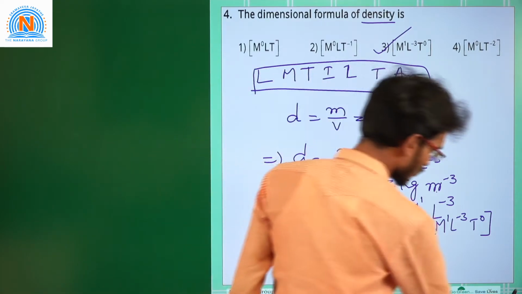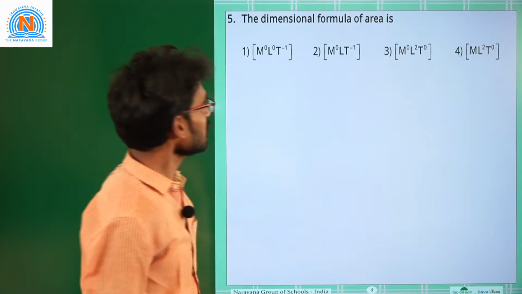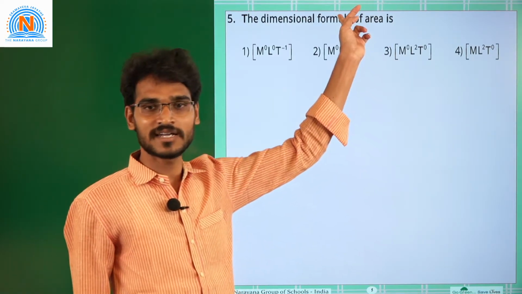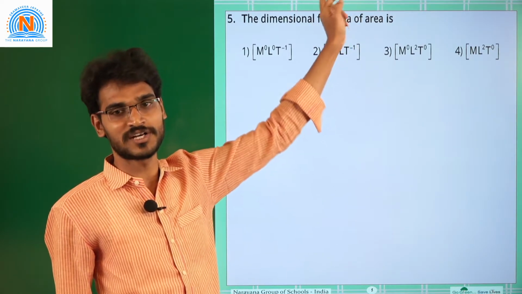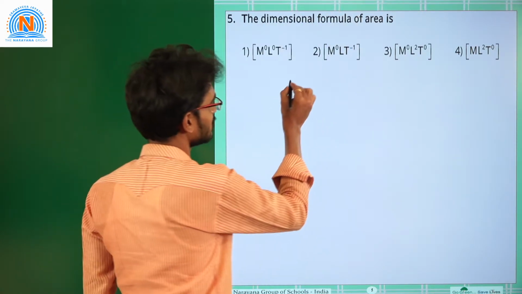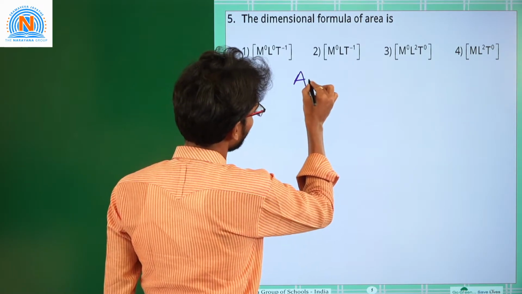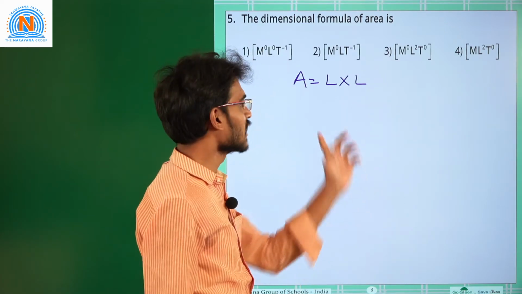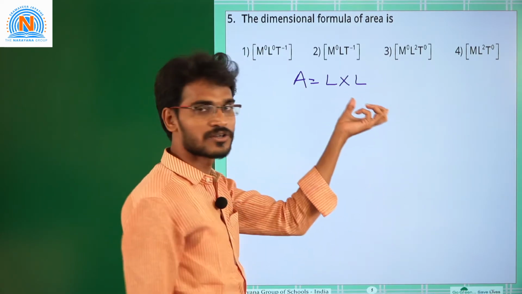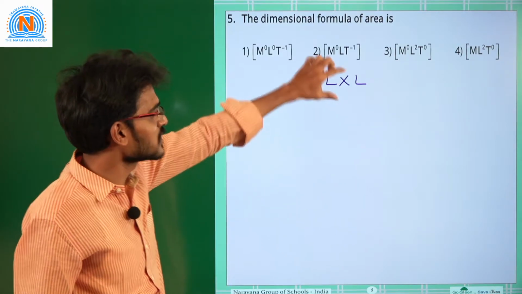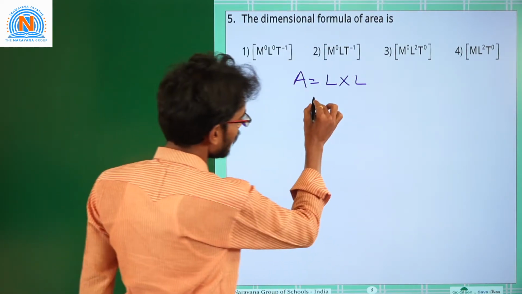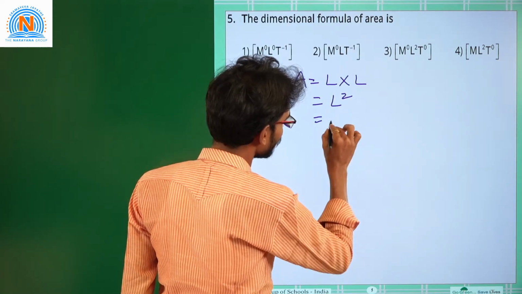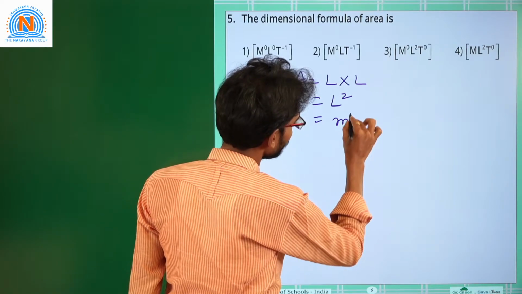Let us move to the next question. The dimensional formula of area is. Here also, area is not a fundamental quantity, it is derived from length. Now first write the formula for area, that is length into length, or side into side, or length into breadth. Breadth is also measured between 2 points. So now I am taking L only, that is L square. Now write the units of length, that is m square.